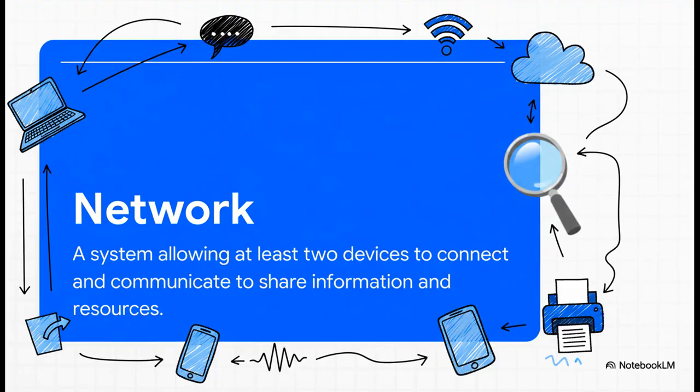So, at its absolute core, a network is actually super simple. It's just a system that lets at least two devices connect and talk to each other. I mean, that's it. Whether you're sending a quick message, streaming a movie, or printing a document, the whole point is always communication. And that one simple idea, it's the foundation for literally everything we do online.